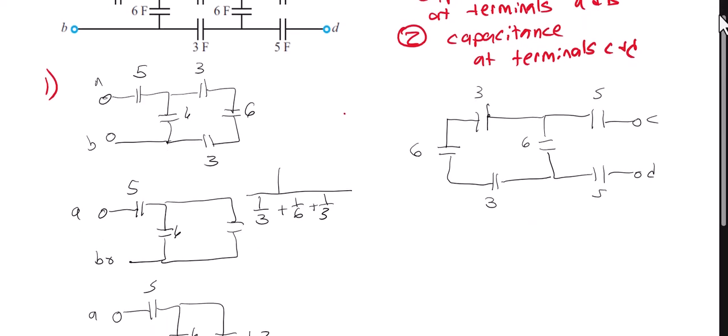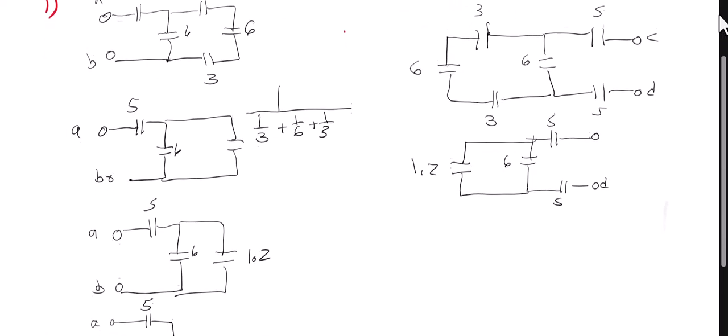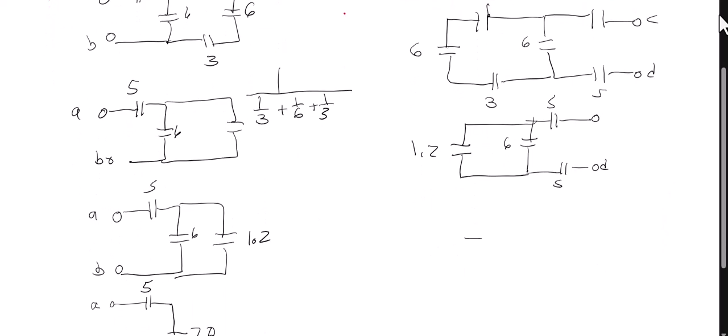Okay, so now I have these 3 in series, which is the same as what I had over here, a 3, a 3, and a 6. So that will be the same. That'll be 1.2. And then the 6 and the 1.2 are parallel, so I can add them. So that's 7.2. So far, that's the same.